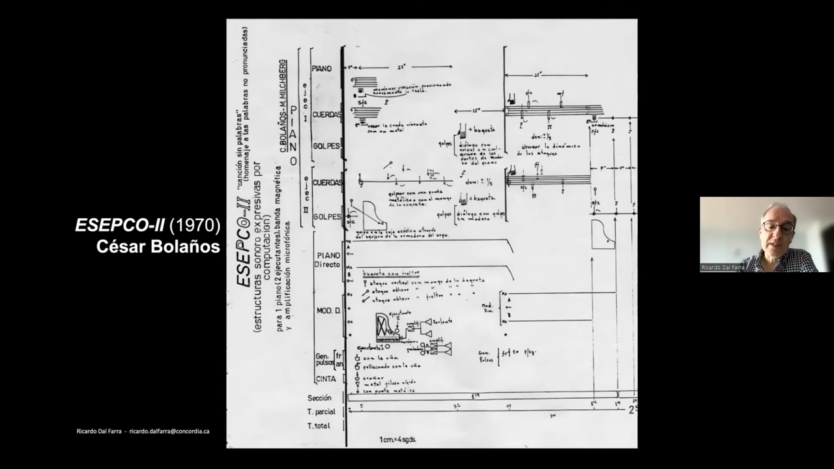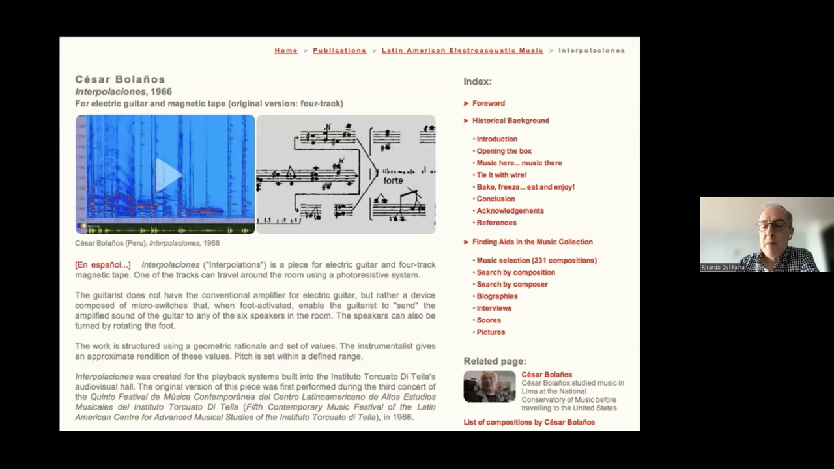Cesar Bolaños, together with Mauricio Milchberg, a scientist, produced some very early works using computers and musical instruments. They were using the computers to calculate the piece. These were very early attempts to produce sound with a computer. It was very difficult, almost impossible. In 1970 they produced two pieces, ESEPCO 2 and ESEPCO 1, calculated by computer, and presented them in Buenos Aires. Much of this information is available at the Latin American Electroacoustic Music Collection.